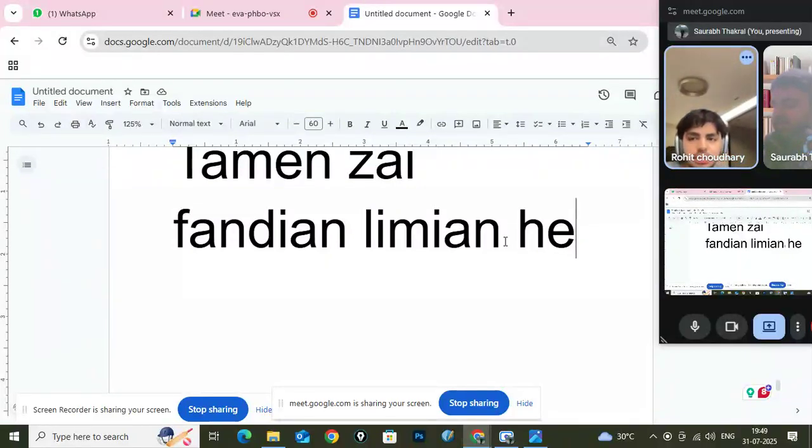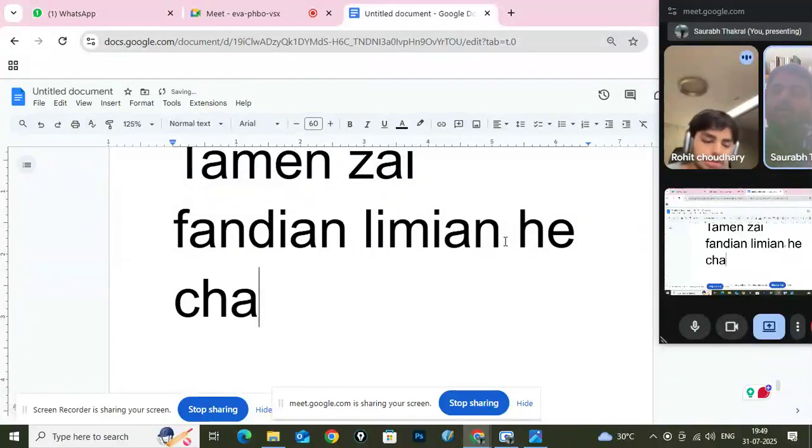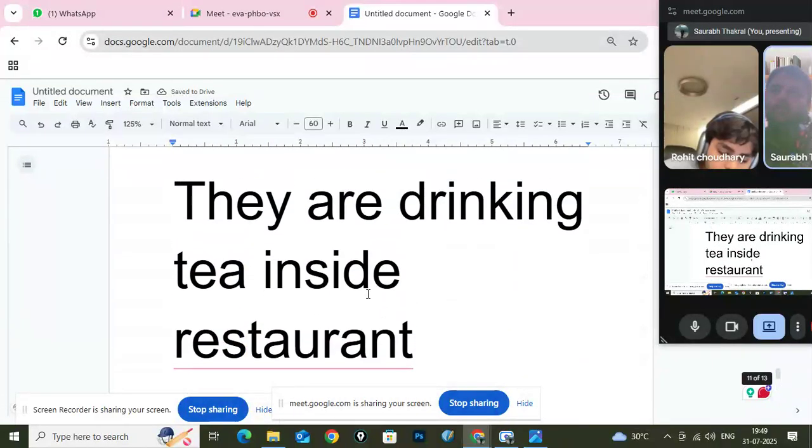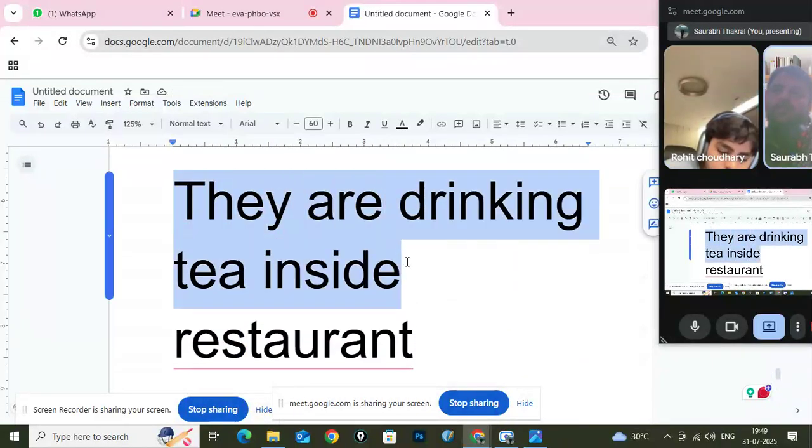Zai again won't be there. No, one won't be required. Everything is same. Just her will not change. Her, her cha, her cha. So drinking will not change this verb. Verb will remain her. So this was they are drinking tea inside restaurant.